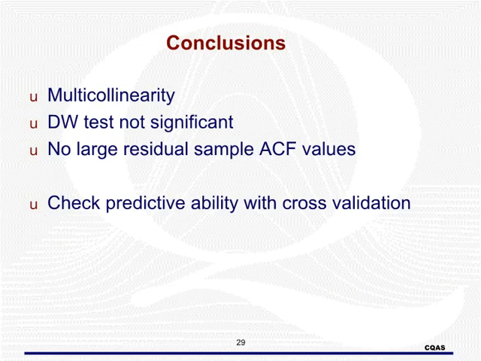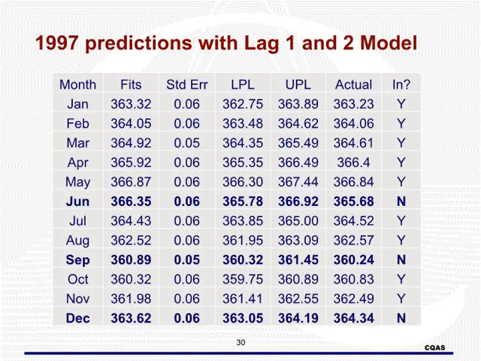Let's check out the predictive ability of the model with cross-validation. Here is the table of fits, standard errors of fits, prediction intervals, and the observed values for 1997 by month. You can see that the intervals are quite short. Based on the table, 9 out of 12 observed values fall within the intervals.